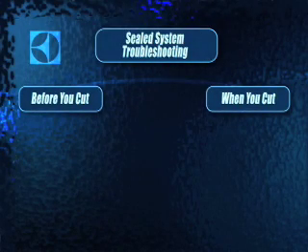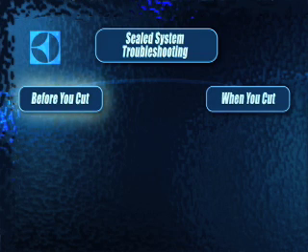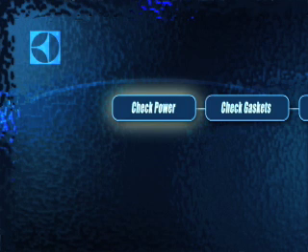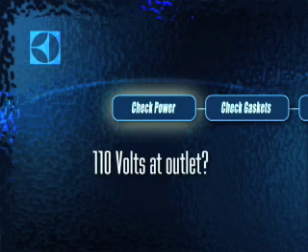Anytime you are troubleshooting a product, always eliminate all other primary components as a possible source of the problem before cutting into the sealed system. Some things to look at would be power. Make sure you've got 110 volts reaching the system.